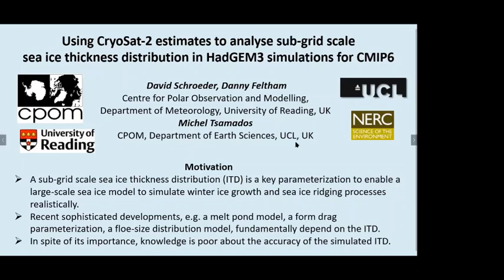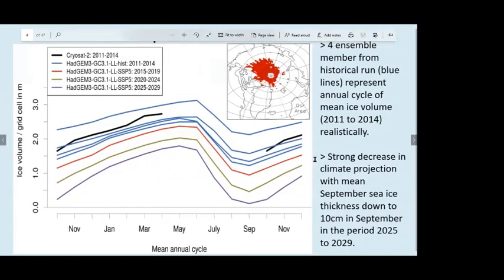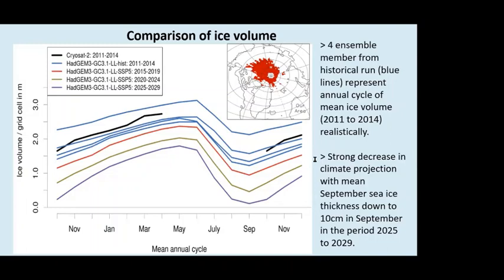And I will show some comparison with sea ice thickness distribution derived from the CryoSat data, because there are lots of point measurements, and if we can bin them into the categories, we can for each grid cell get not just the mean ice thickness, but also the distribution. And before I look at the distribution, I show you here some data for the total ice volume.